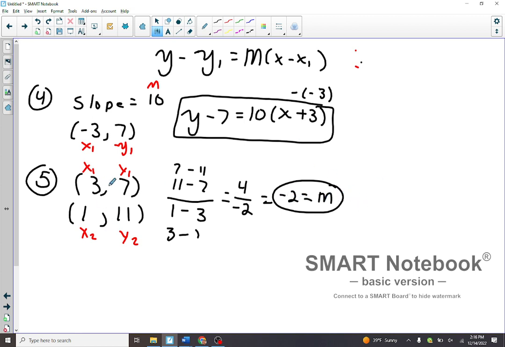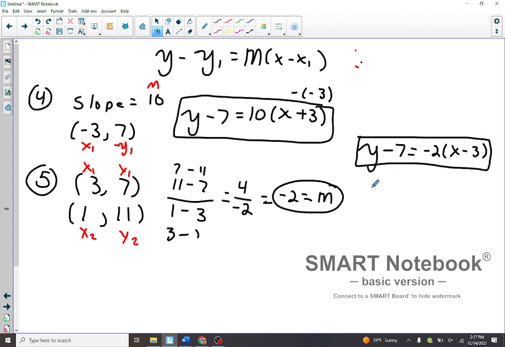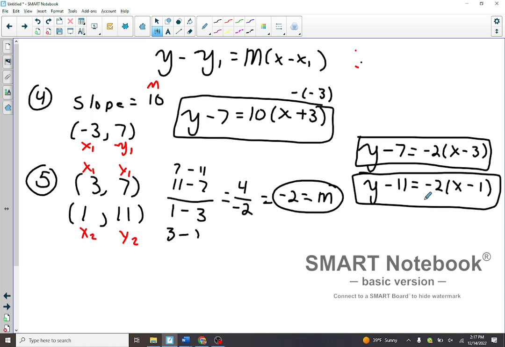I have a slope. I have a couple of points. Either one you choose will be correct. So you could write it like this: y minus 7 equals negative 2, x minus 3. That's one correct answer. Another way you could write it is y minus 11 equals negative 2, x minus 1. That's another correct answer. Both are okay. Both are good.